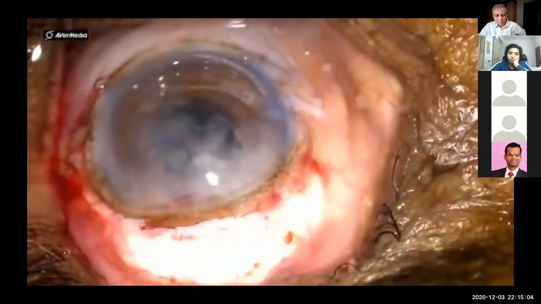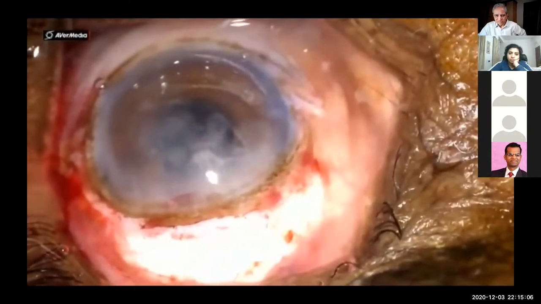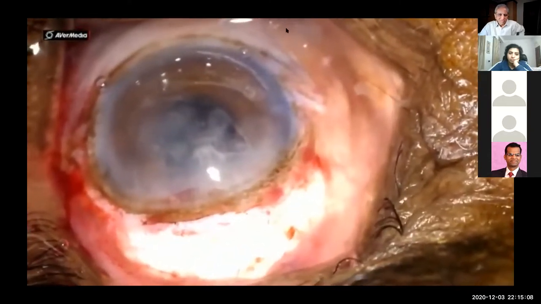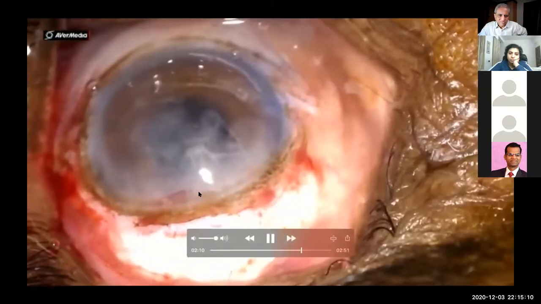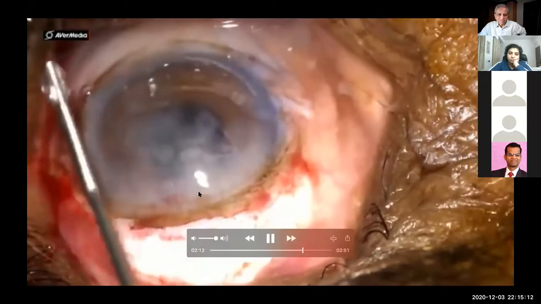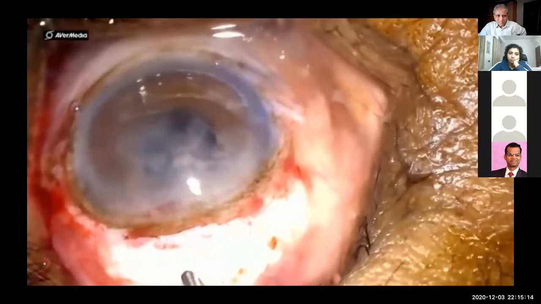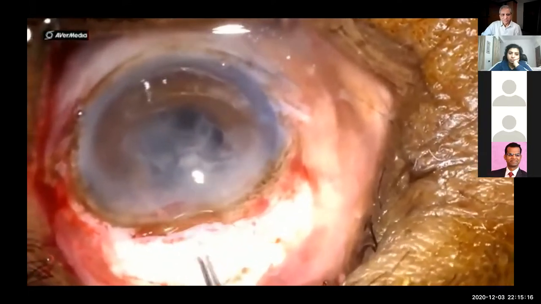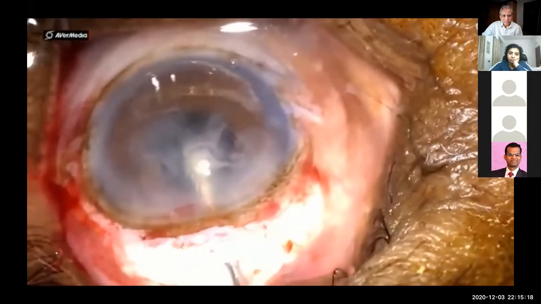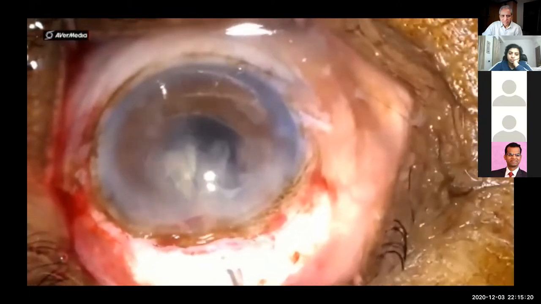So it does happen in the learning curve. And very importantly, as you told, sir, the biggest space is in the center of the anterior chamber. Here the nucleus had been pushed to the inferior anterior chamber where we don't have enough space. And it was lucky that the cataract was soft here.